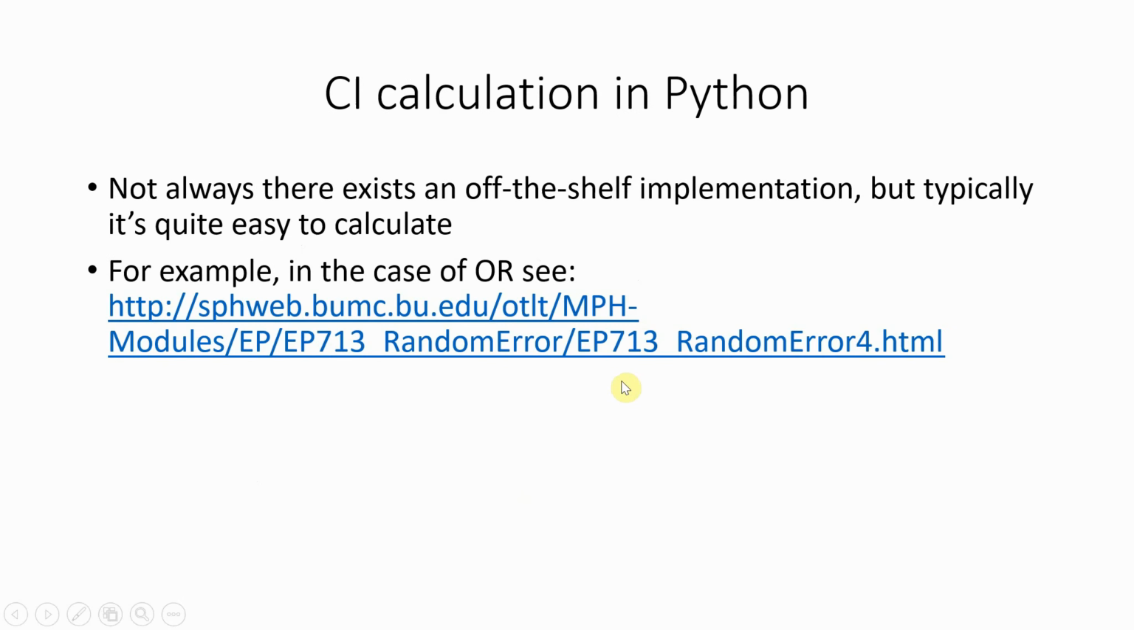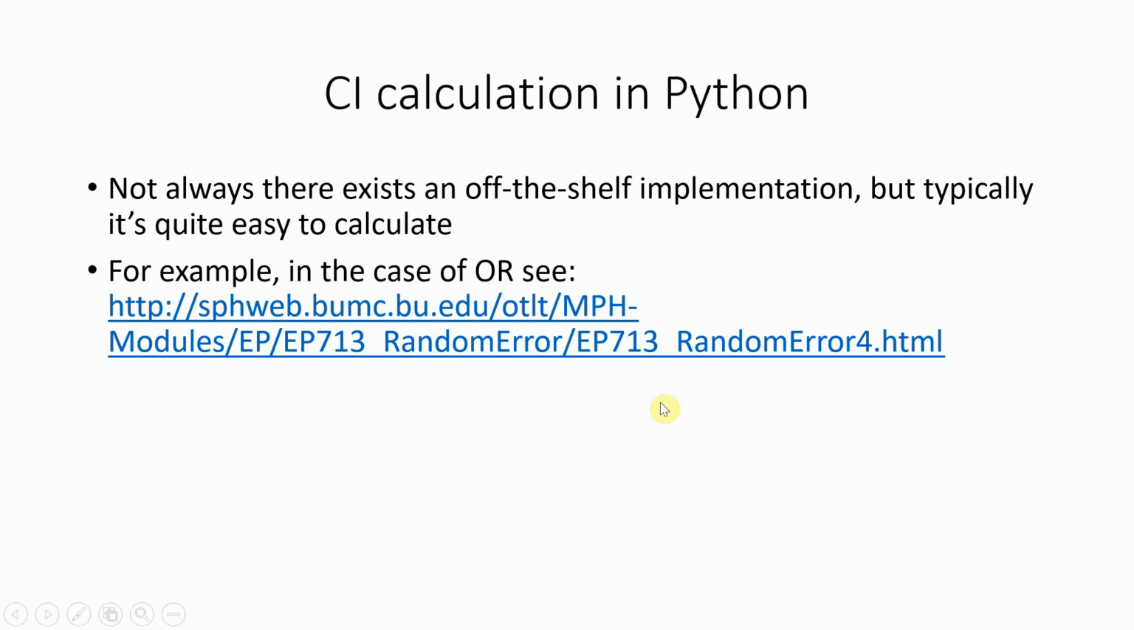Okay, so luckily for us, most of the time we can calculate the confidence interval in Python. If you need to calculate something, just do a quick Google search, and I'm sure you will find it very quickly. Unfortunately, in some cases, we don't have an off-the-shelf implementation in Python. For example, last time I checked, there wasn't an implementation of the odds ratio confidence interval, but luckily for us, it's actually quite easy to calculate.